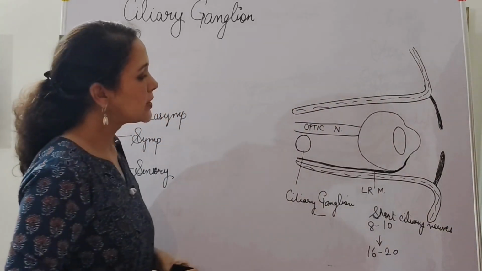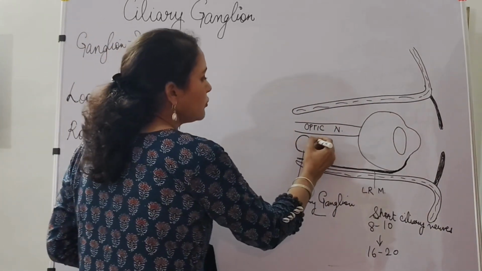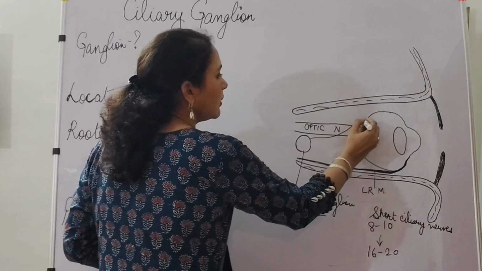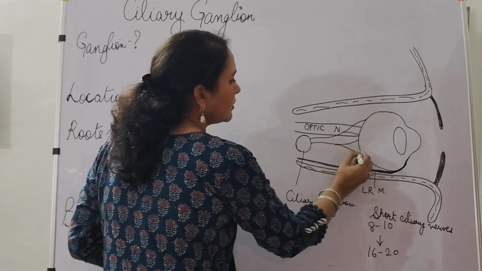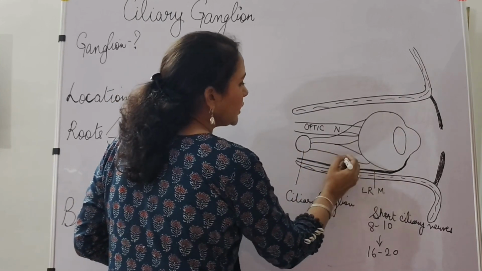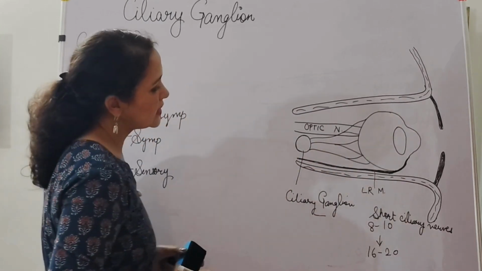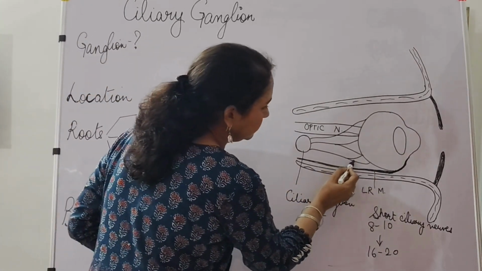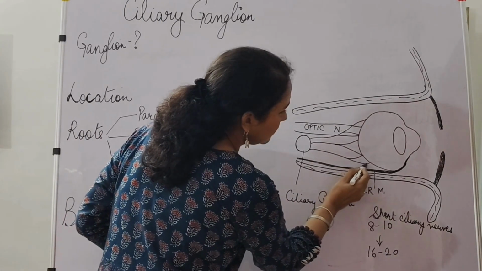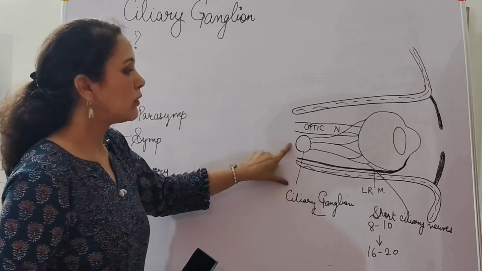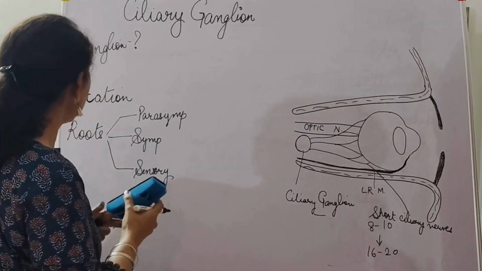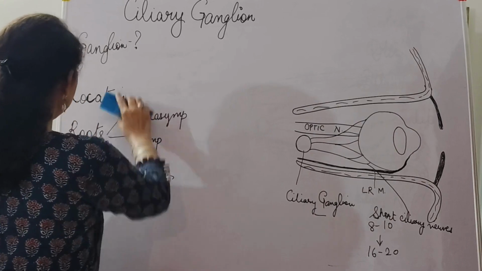nerves. Short ciliary nerves. So you can draw them. These are the branches. They are further dividing. So basically 8 to 10 further divide to form 16 to 20 short ciliary nerves. So we have covered the location, we have covered the branches. Now coming to the roots.